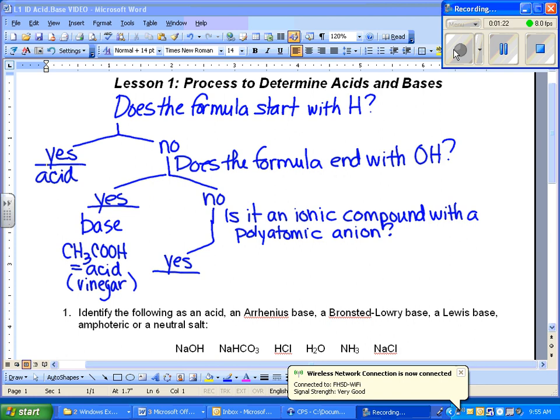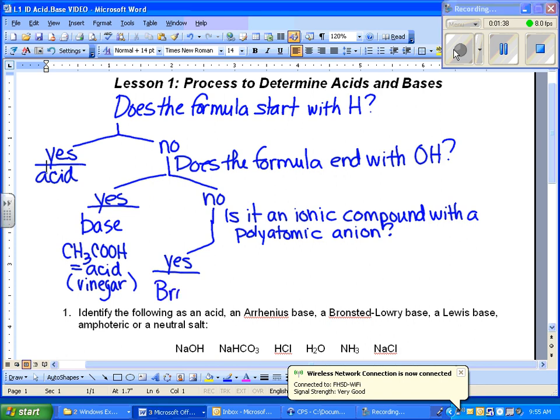The next question I would ask myself, if the answer is no, is I'm going to look for a Bronsted-Lowry base. So I'm going to ask myself, is it an ionic compound with a polyatomic anion? An anion is the negative part of the formula. If the answer is yes, I'm going to call that a Bronsted-Lowry base.